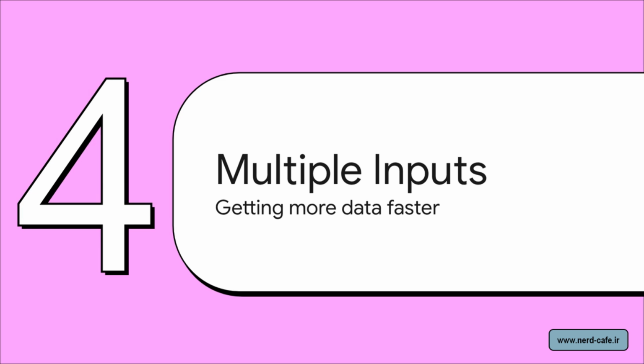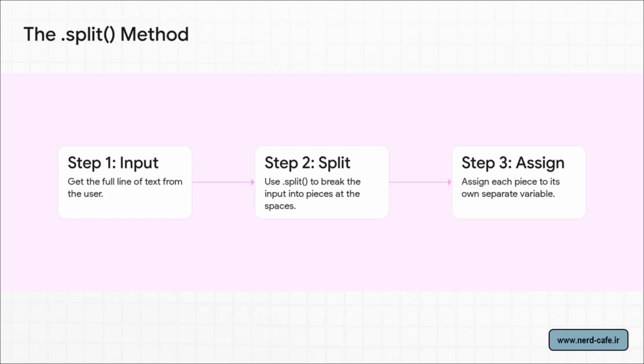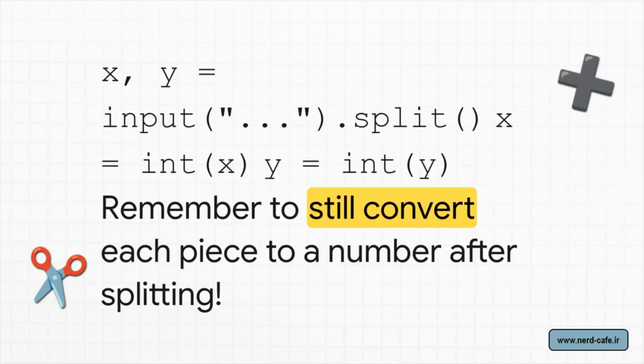All right, you have totally mastered getting one piece of information at a time. So now, let's learn a pro move that'll make your code way more efficient: getting multiple inputs from the user all on a single line. The secret here is a method called .split. The logic is actually pretty simple. First, we grab the whole line of text from the user, just like always. Then we use .split to chop that string up into little pieces wherever it sees a space. And finally, we can assign each of those pieces to its own separate variable. It's that easy.